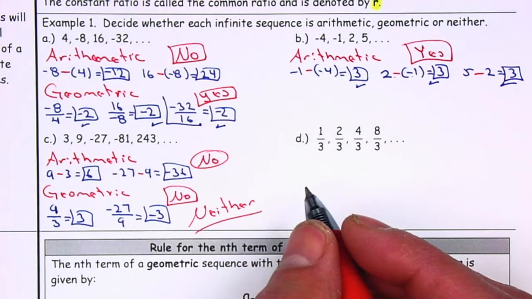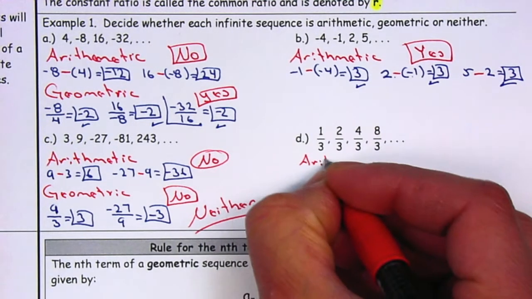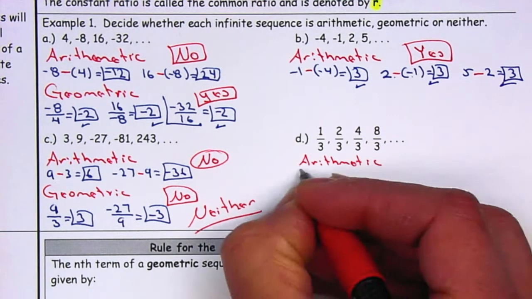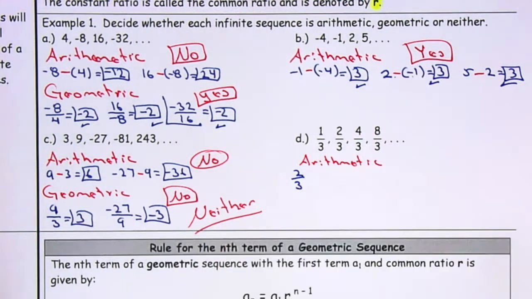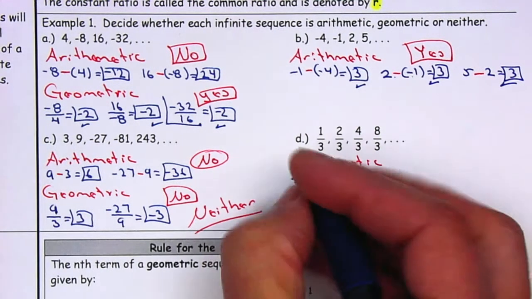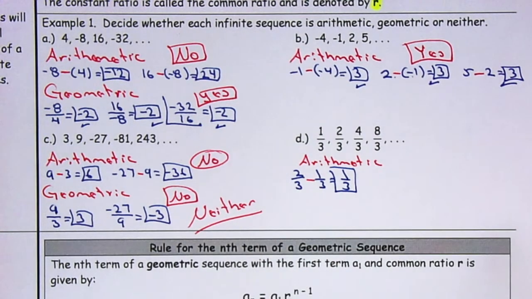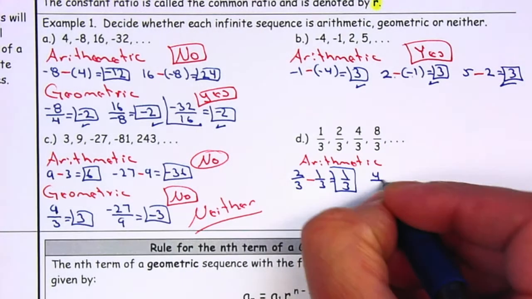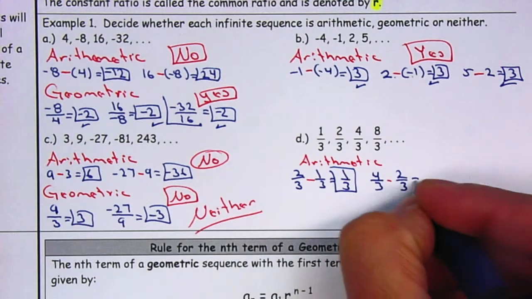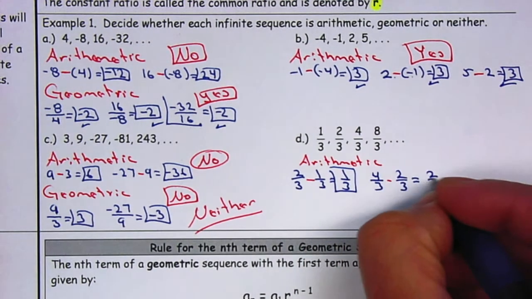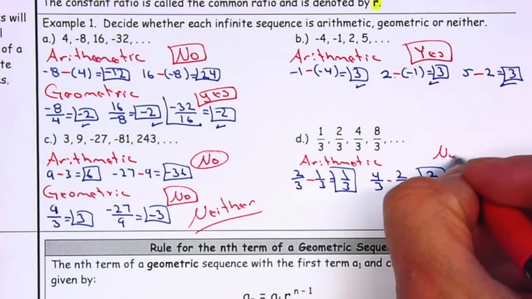And let's try the last one, letter D. Let's check and see if it's arithmetic. We're going to take the difference. We're going to take 2/3, second fraction, minus the first one. That will give me 1/3. Then we're going to take the third one, which is 4/3, minus the second one. Same denominator, so 4 minus 2 is 2. So the difference is not the same, so it's no.